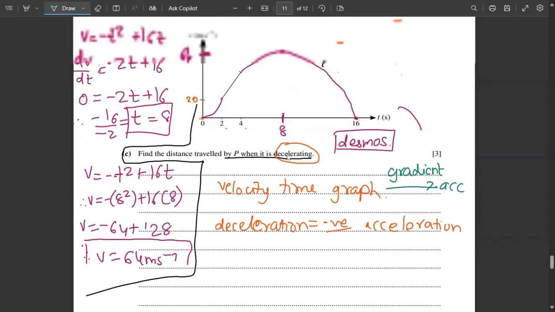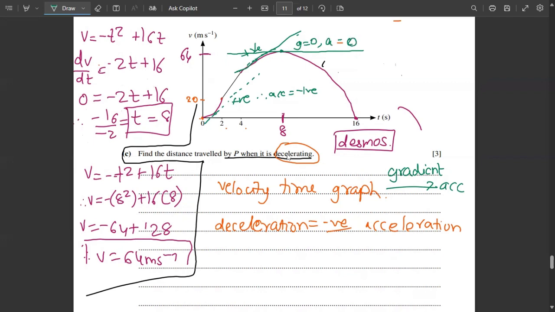So the gradient, for example, at this point, will be this line. The gradient of this line will be positive, and therefore the acceleration will also be positive. If we go here, here also the tangent will be like this, and the gradient of this line will be positive, and so the acceleration will also be positive. Now, as we reach the maximum point, the gradient is zero. The line becomes a straight line, the gradient is zero, and so acceleration is zero.